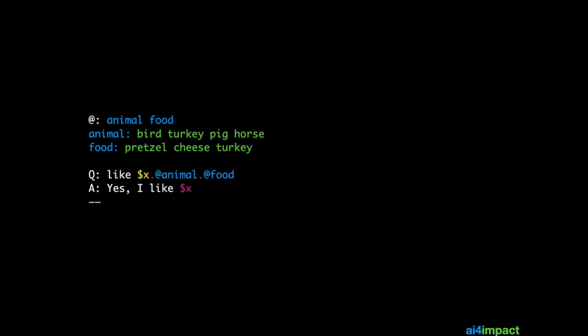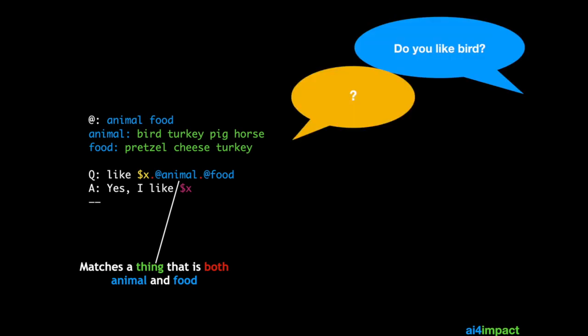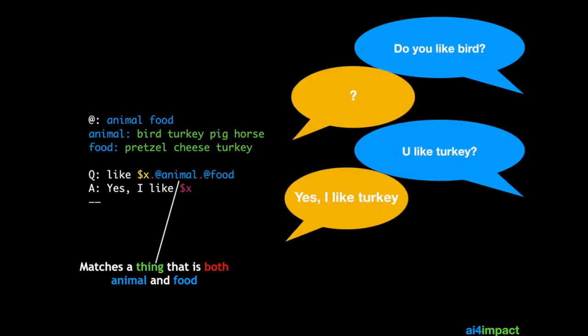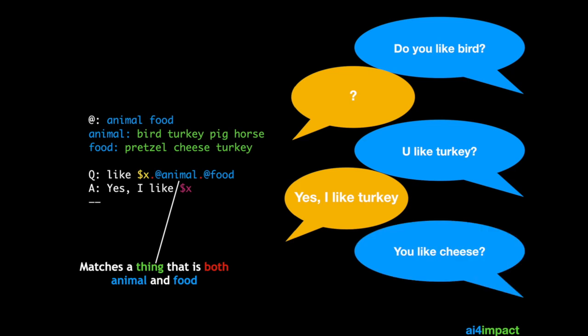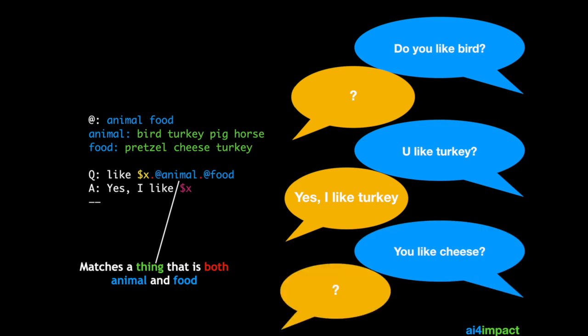Now, what if I put another conjunction for food? Well, in this case, this will only match words which are both animals and food, and the only thing which matches is turkey. So do you like bird is IDK. Do you like turkey? Yes, I like turkey. Do you like cheese? Again, an IDK. Okay, so remember, the dot is a conjunction meaning everything has to match.